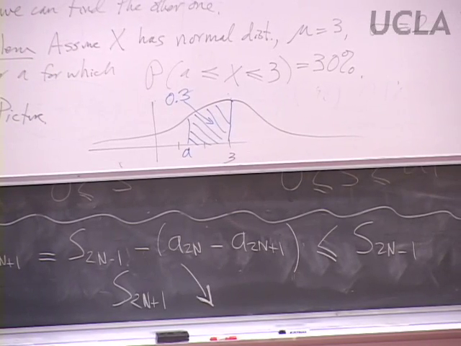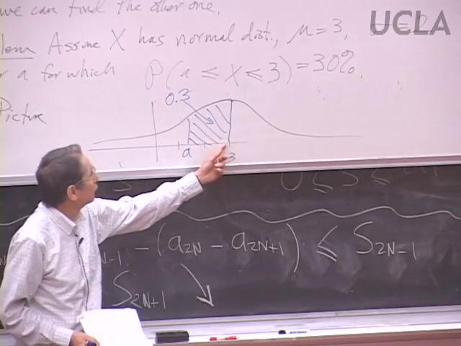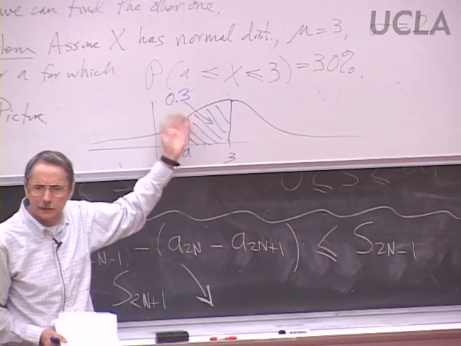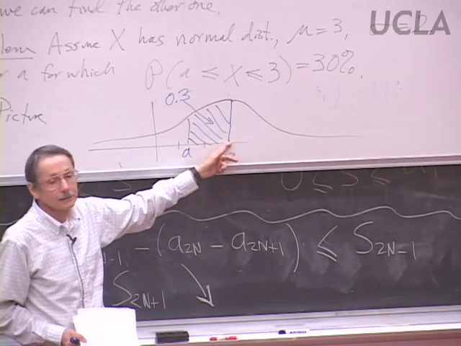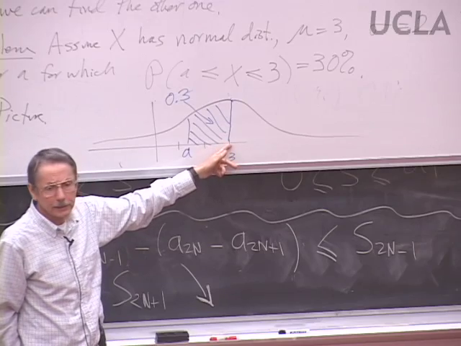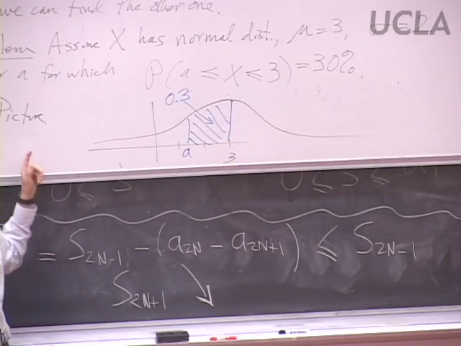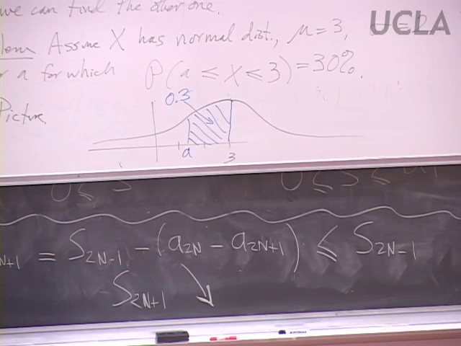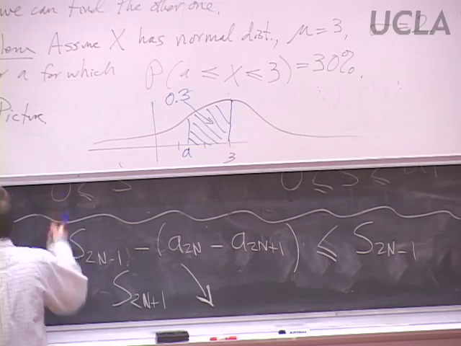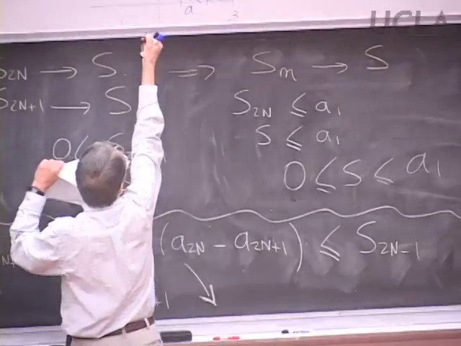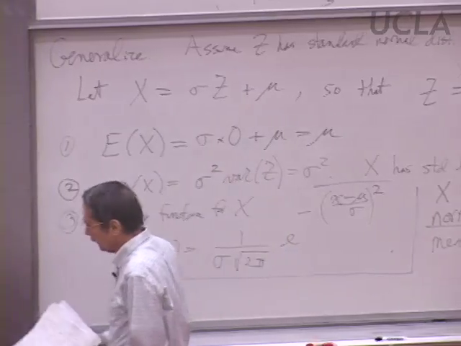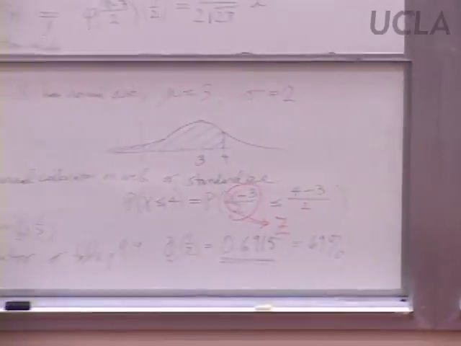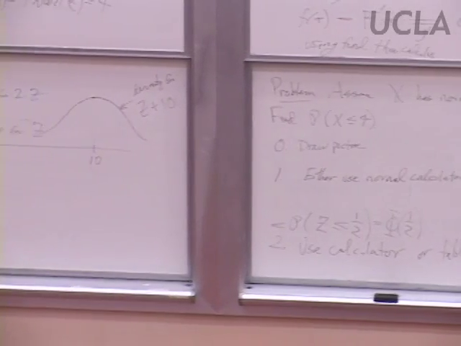Well, there is such a number. If we change the 30% to 60%, there would be no solution, because we're starting at the mean here, 3. Even if we went all the way down to minus infinity, we'd only get 50%. We couldn't possibly get 60. Okay, but that's not the situation. There will be a number there that gives us 30%. We want to find it. How? Well, on to step 1.